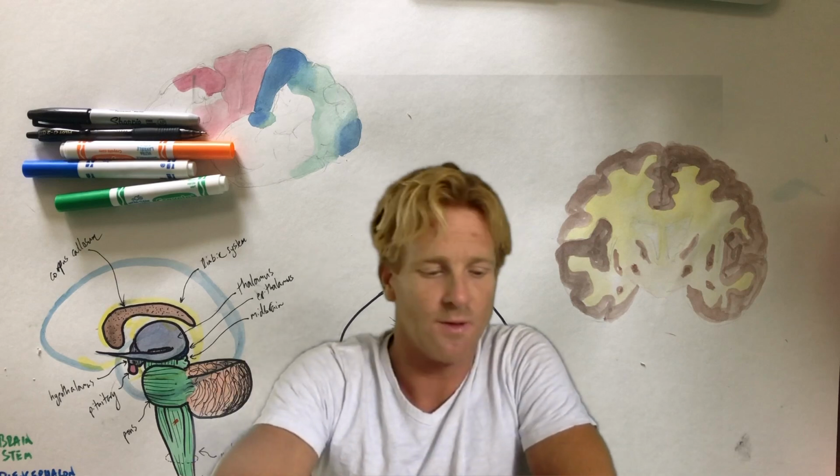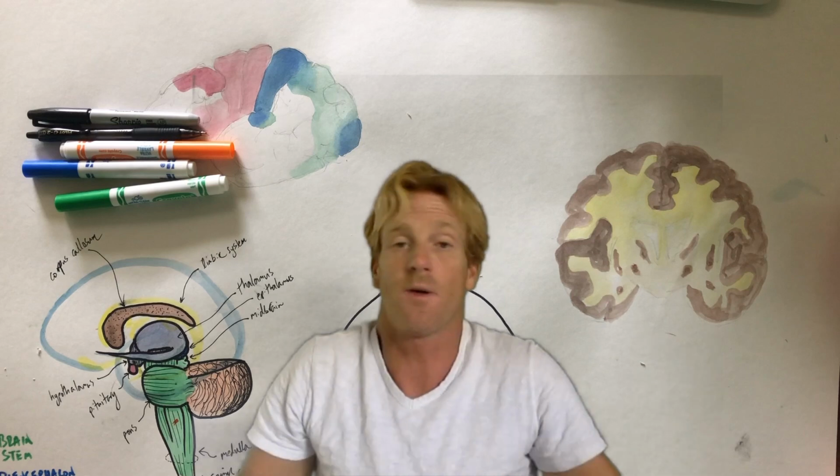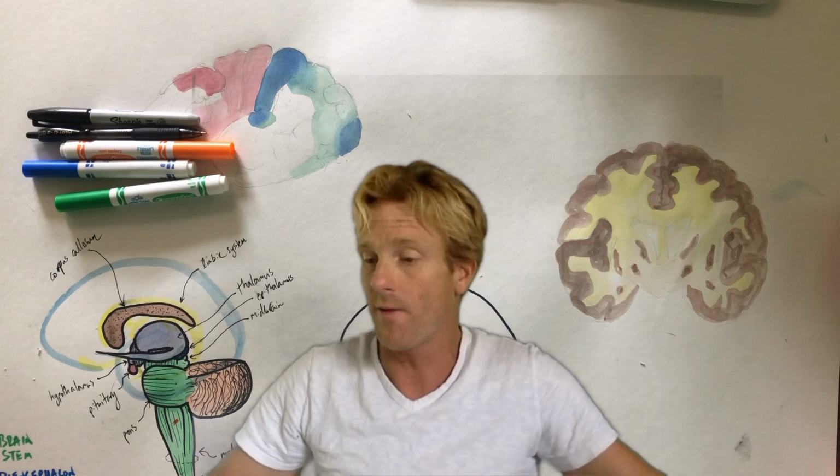So, the cerebral cortex is really important because this is the part of the brain where our complex thought occurs, where what determines our personality, where we can think critically, all that good stuff.